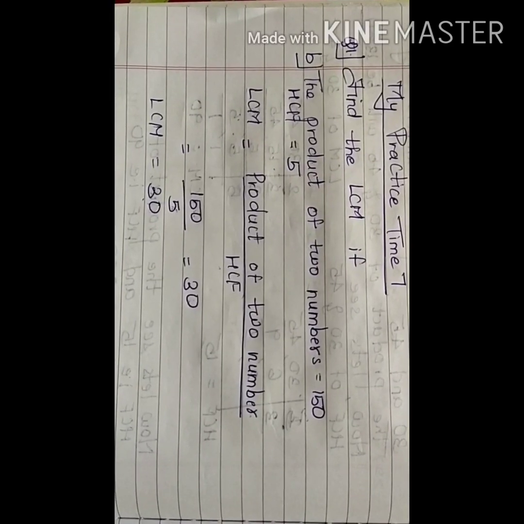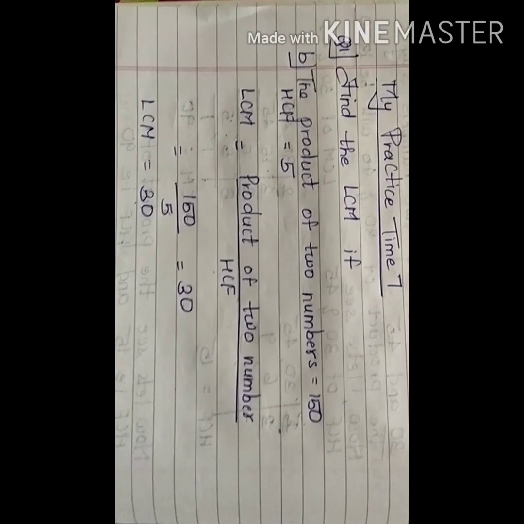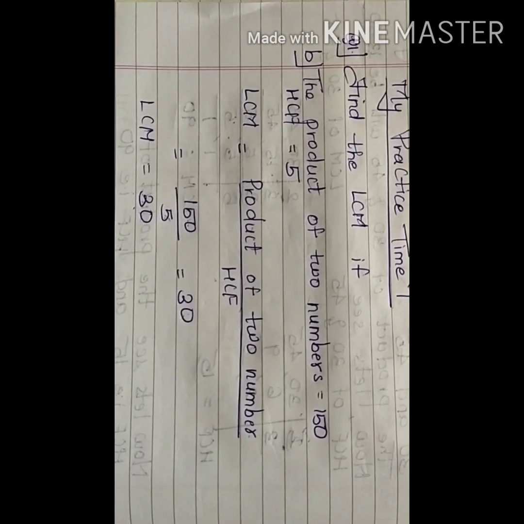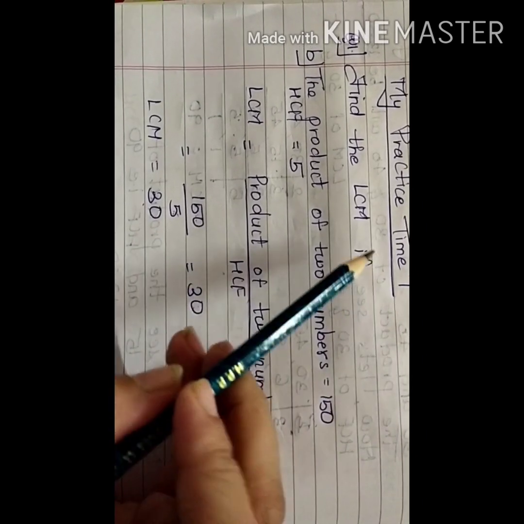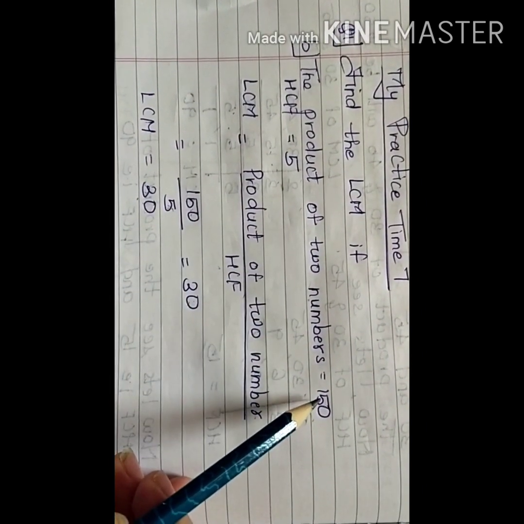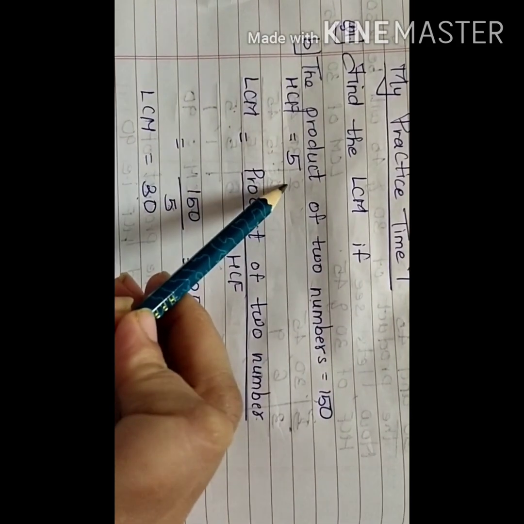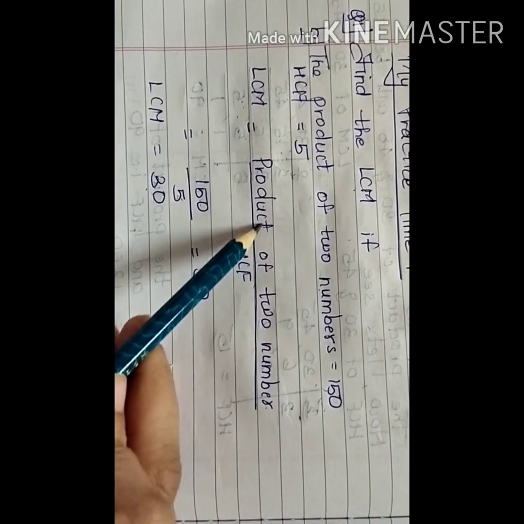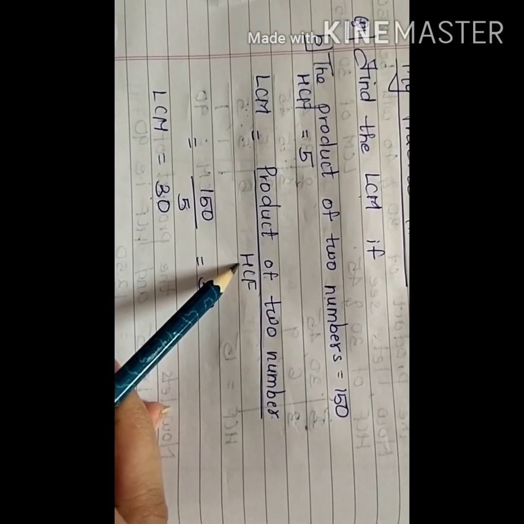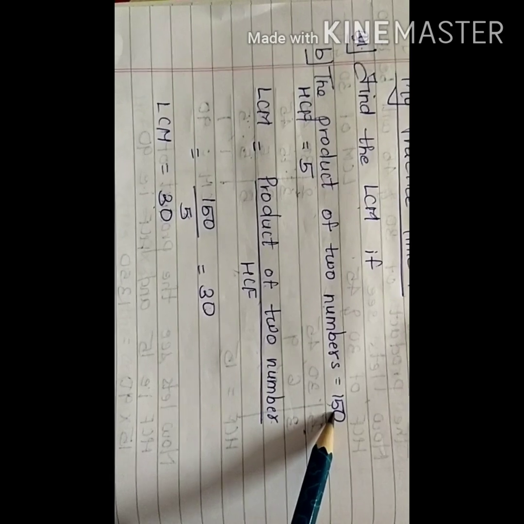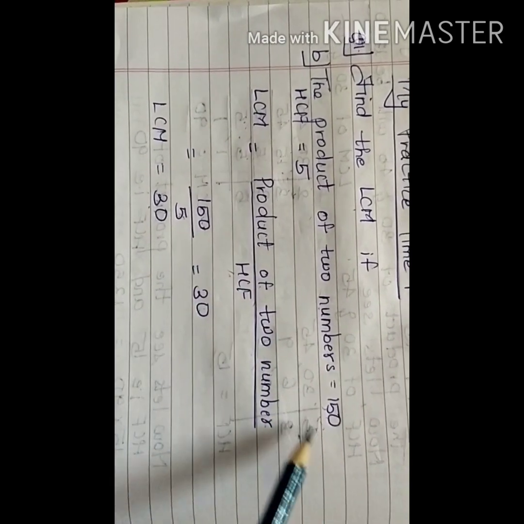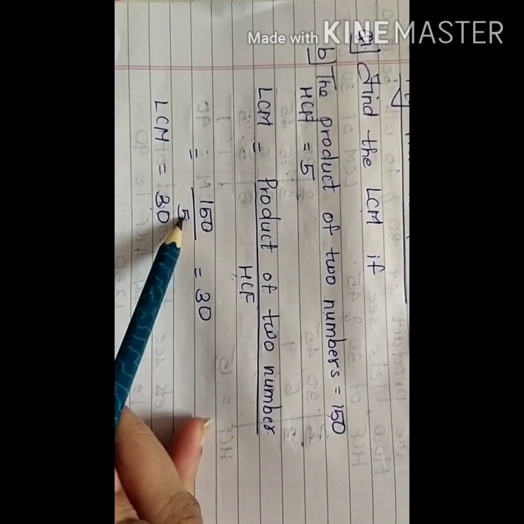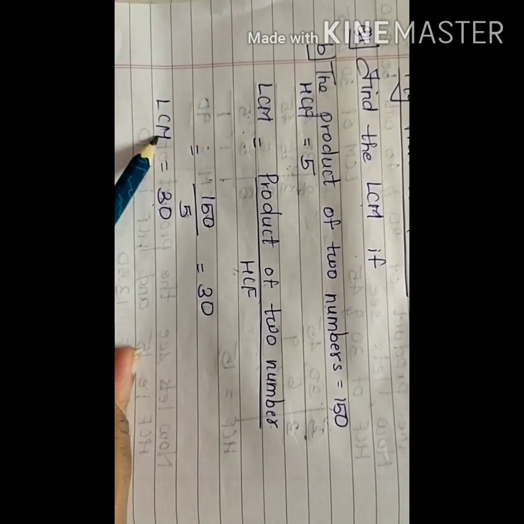Now children, depending on the relationship between HCF and LCM, we will solve a few sums. I have taken the sums from my practice time 7. Question number 1: find the LCM if the product of two numbers is given as 150 and HCF is given as 5. Now we all know the formula for LCM. LCM is equal to product of two numbers divided by HCF. So the product is 150, so I have substituted the value, divided by HCF, which is given as 5. So I have put 5 here. When I divide this, I get 30. So my LCM is 30.